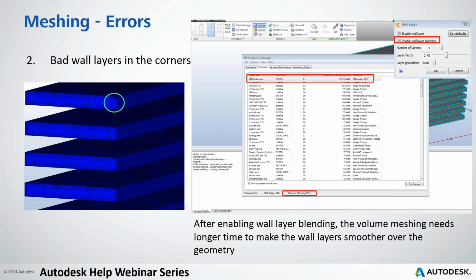And then I discussed it with Todd. We suggested that we turn the wall layer blending on in order to make sure that the mesher smooths these layers on the corners and overall the model. And it ran out of memory again. We were waiting for 1 hour, and yeah, it's something like that.